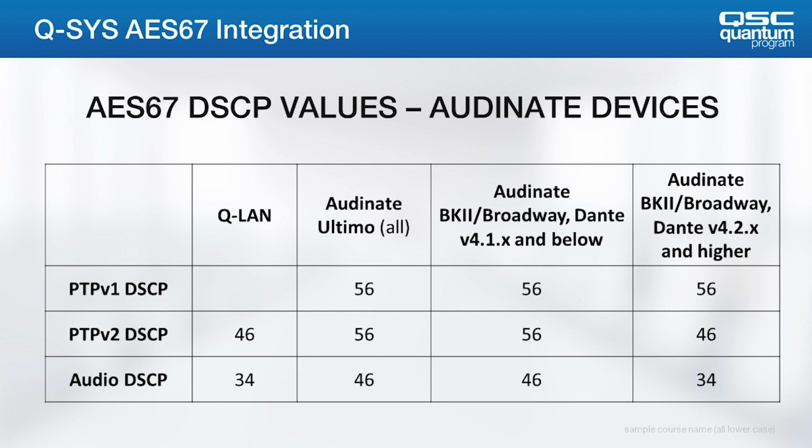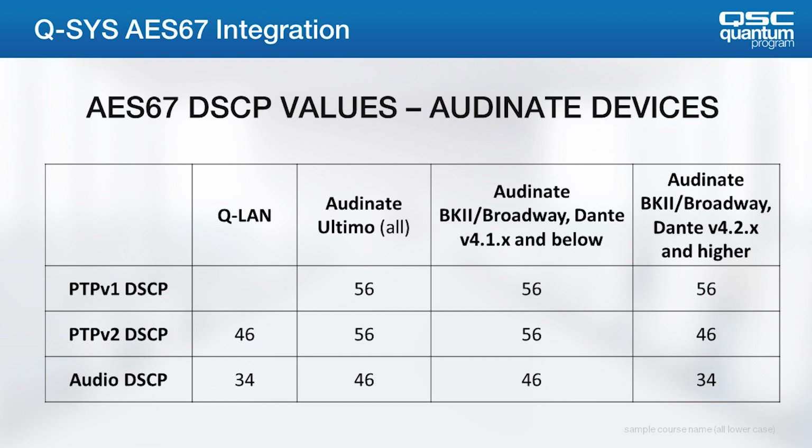Higher channel count Audinate devices based on the Brooklyn 2 or Broadway chipsets vary depending on the firmware version of the device. Devices running Dante firmware version 4.1 and below carry Audinate DSCP values, while those at 4.2 and above carry the AES67 standard values. Another thing to remember is that AES67 makes use of PTP v2, while Audinate devices must still participate in a PTP v1 domain, even if in AES67 mode.